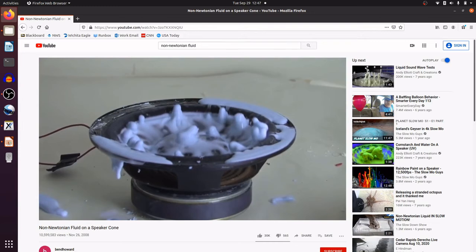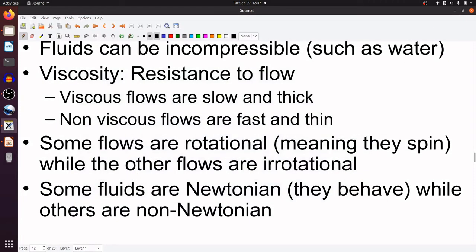Ferrofluids, I believe, are non-Newtonian. Ferrofluids are like magnetic particles suspended in a liquid. And then when you apply a magnetic field, you can stiffen up the fluid or you can loosen it up. That would be very non-Newtonian.